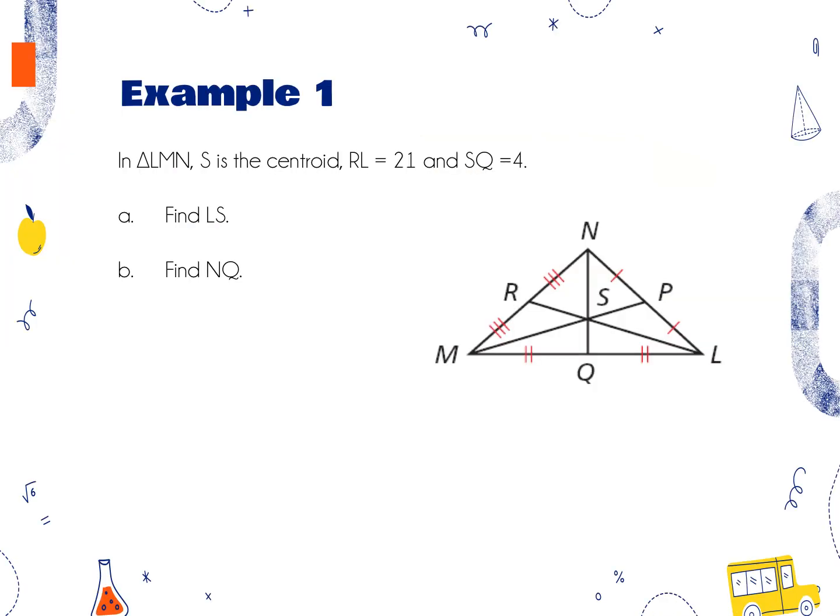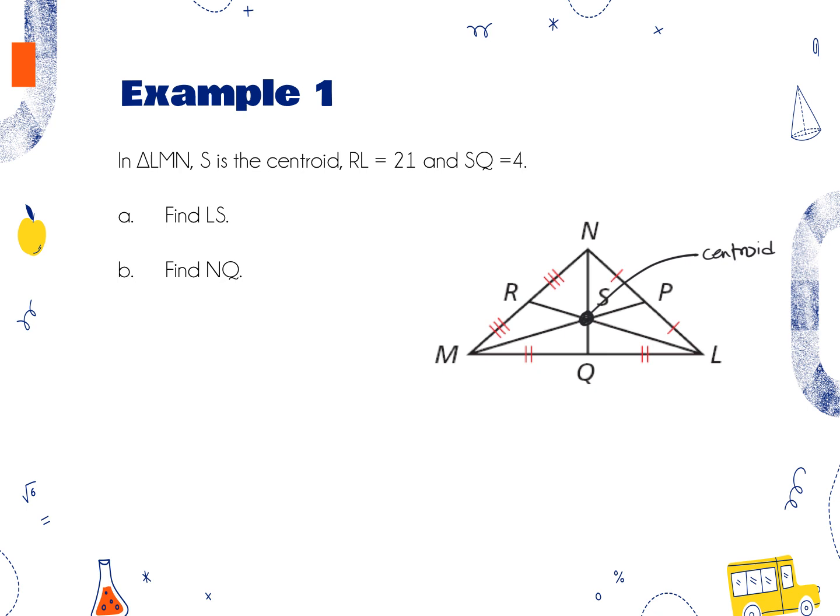Now let's do some problems with it. It says in triangle LMN, S is the centroid. So point S is our centroid. We know that. Okay? And again, notice you have a longer half and a shorter half of various things.